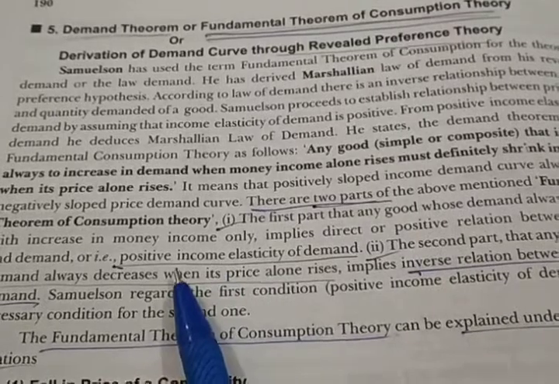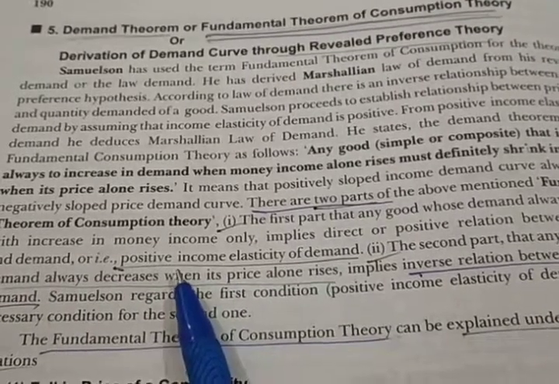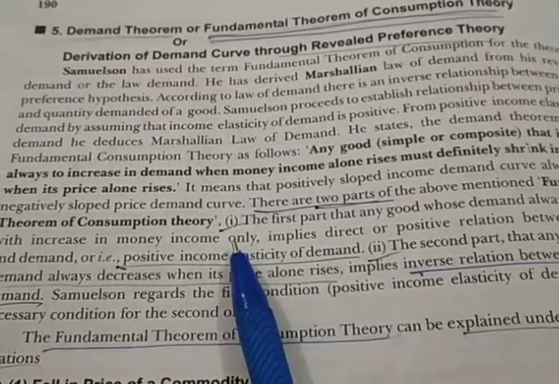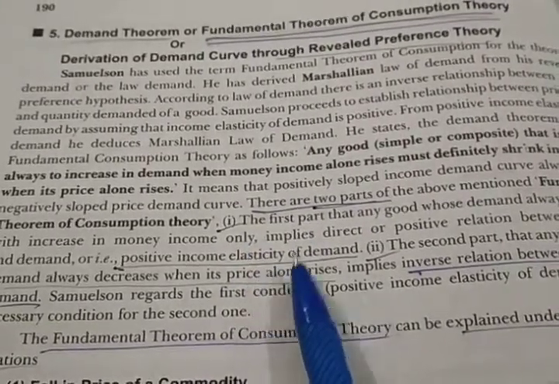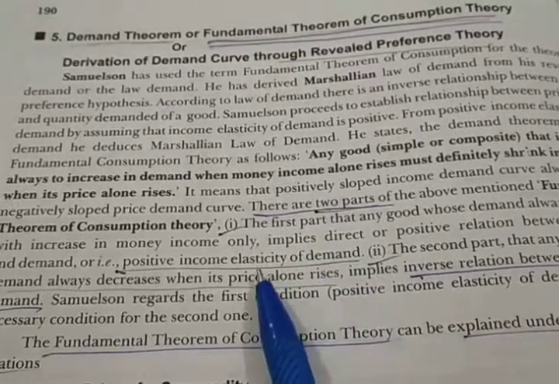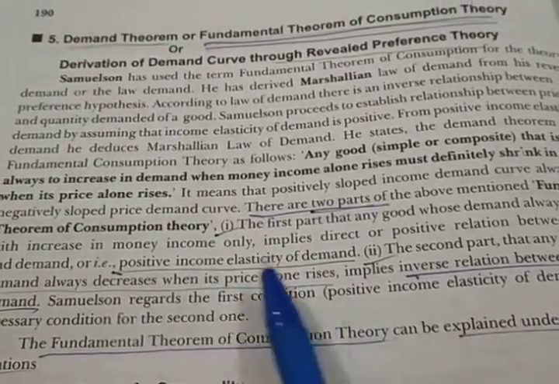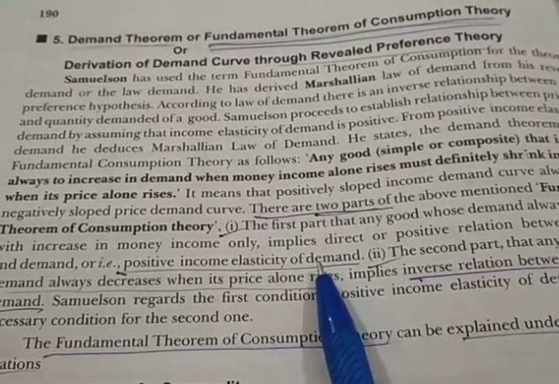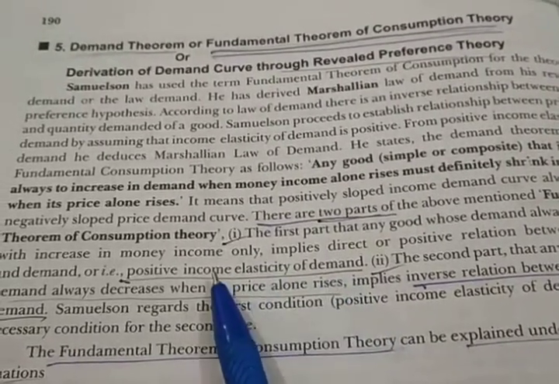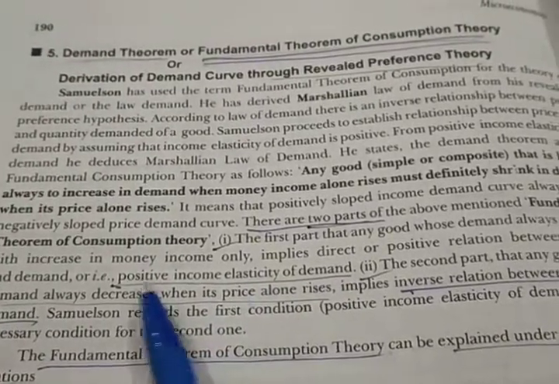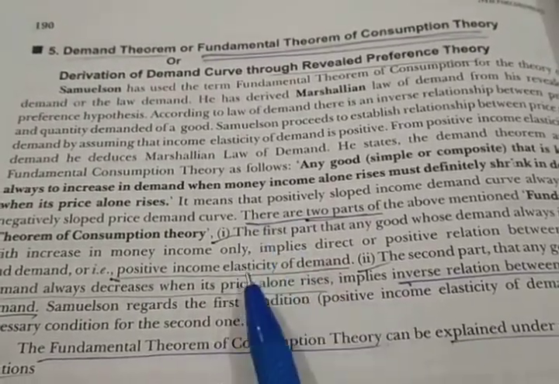So this means that he has the assumption that as the income of the consumer rises, his demand will also increase, which means that there is a positive relation between income and demand of the consumer. That is why the income elasticity of demand is positive. This is the first part of this theorem.